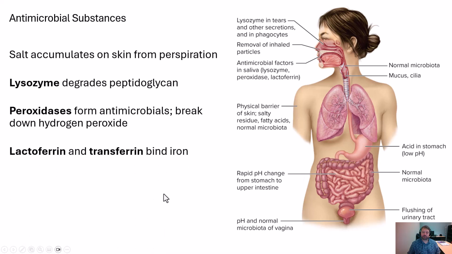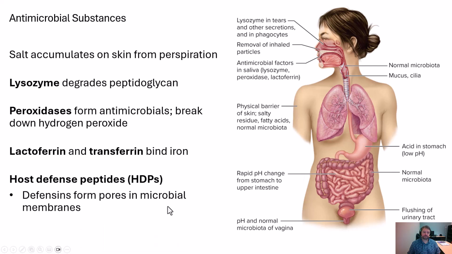Lactoferrins and transferrins, they stop the binding of iron, right, which is needed for bacteria to go through binary fission. Okay, and then you have all kinds of different HDPs or host defense peptides. These often will stop the formation or lyse cell membranes. So they break up fatty acids, okay, and make the fatty acids more porous.